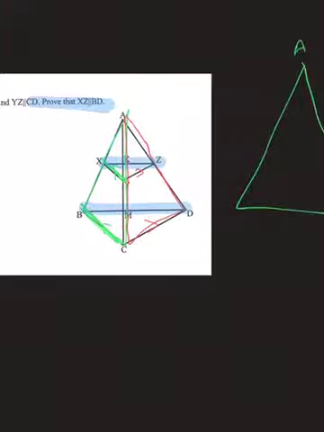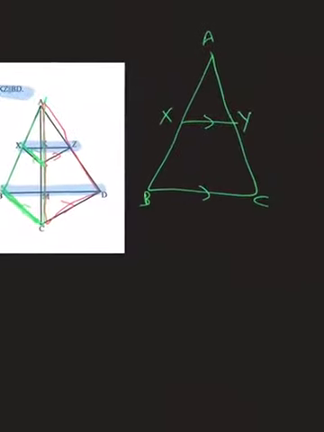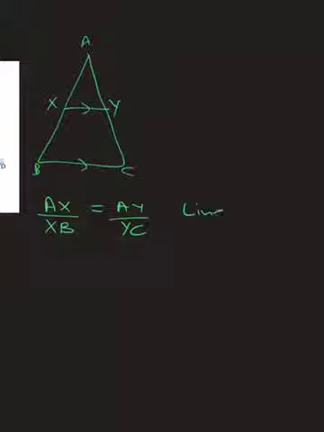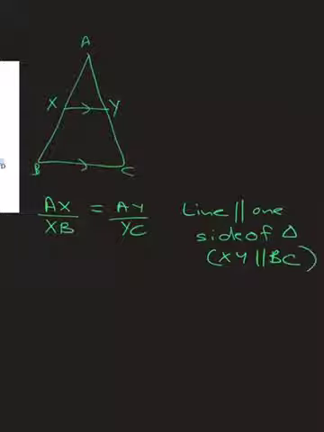So it's got A, XY is the parallel line, BC is the other parallel line. So we know from Theorem 1 that AX to XB will be equal to AY over YC. And the reason for that is line parallel to one side of triangle. That was given. They told us that XY is parallel to BC.